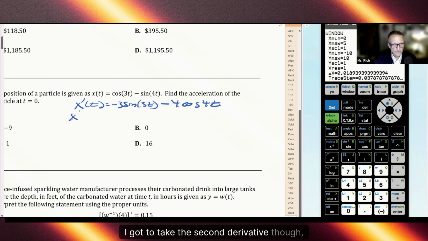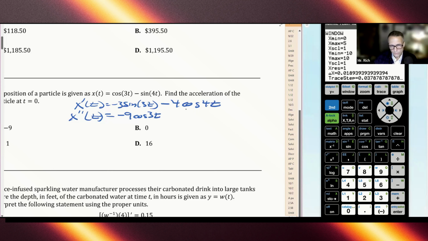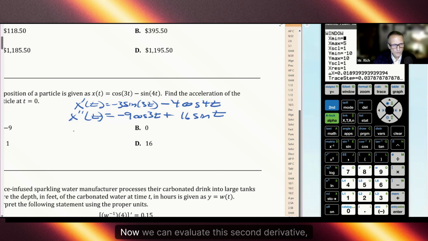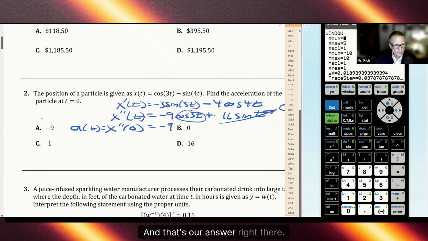I have to take the second derivative though, because that's just velocity. I have to get to the acceleration. This is going to be negative 9 cosine 3t by using the chain rule again. The derivative of cosine is a negative sine, so this is going to go back to positive 16 sine 4t. Now we can evaluate this second derivative, which is the acceleration function, at 0. Sine of 0 is 0. This would be a negative 9, right? Cosine of 0 is 1, so negative 9. And that's our answer right there.